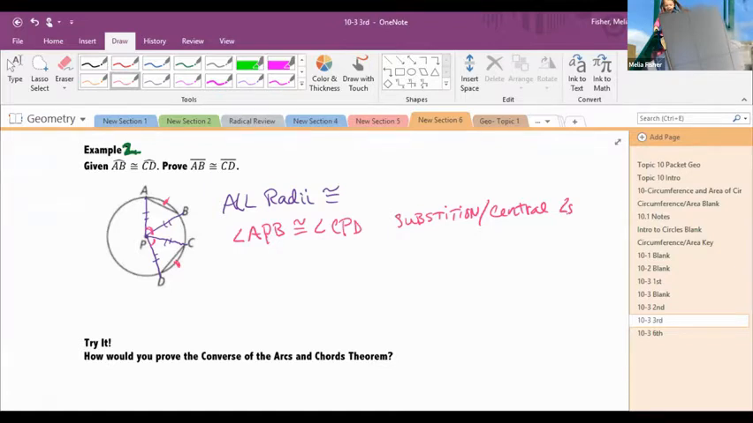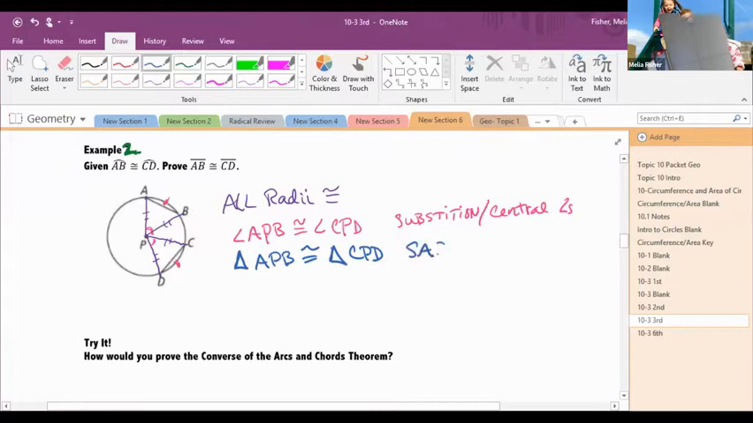But now I have enough information to say that triangle APB is congruent to triangle CPD. And how do I know that? Side angle side congruency theorem. And then if the triangles are congruent, then what do I know about the pieces? And why do I know that? CPCTC.